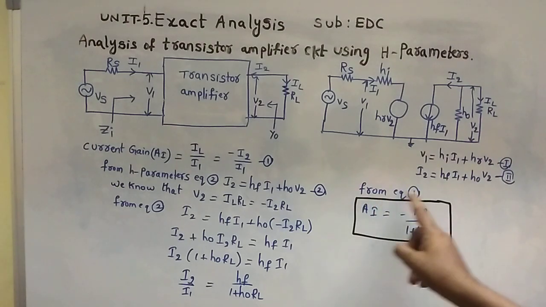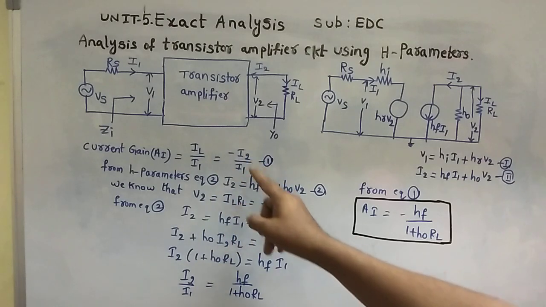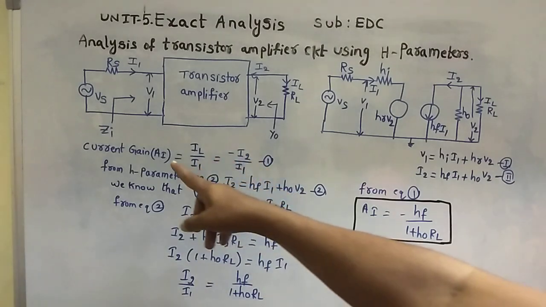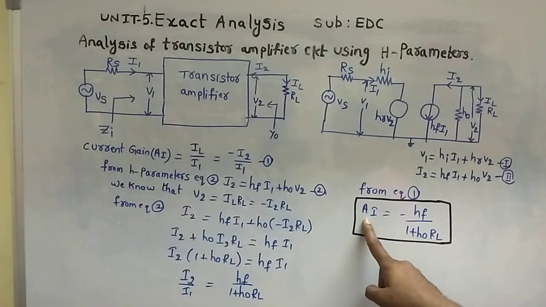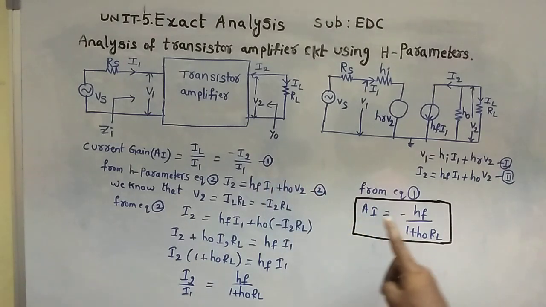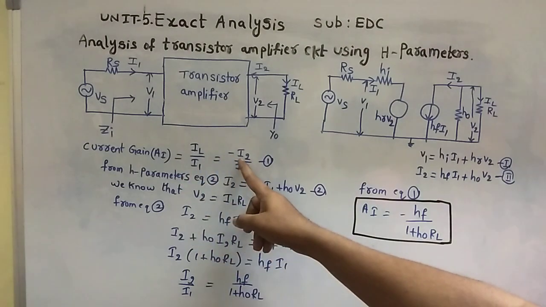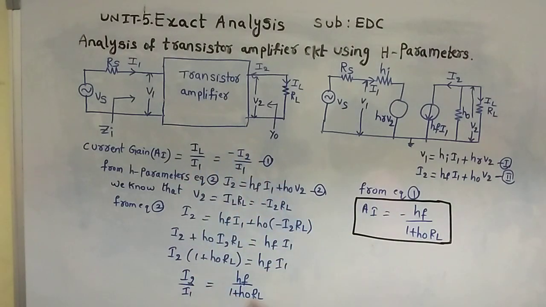We know that from equation 1, current gain AI is equal to minus I2 by I1. What is I2 by I1? HF by 1 plus HO into RL. In this formula we have minus I2 by I1, and here we substitute I2 by I1. AI is equal to minus HF by 1 plus HO into RL.